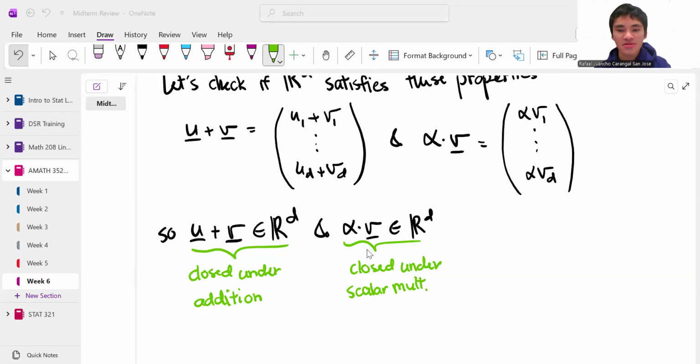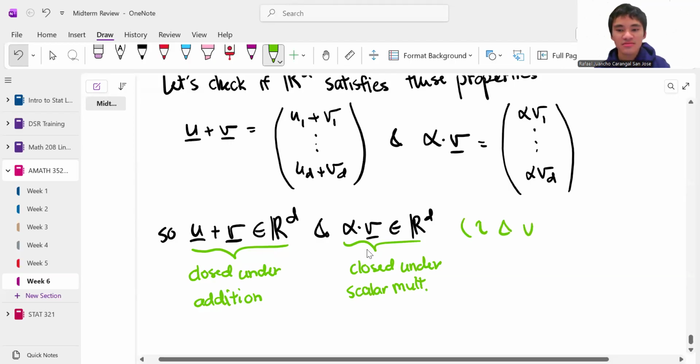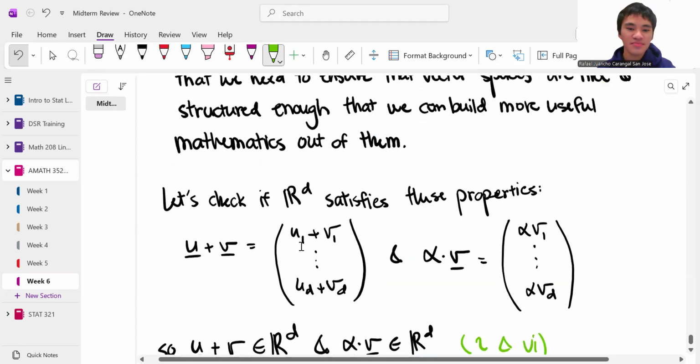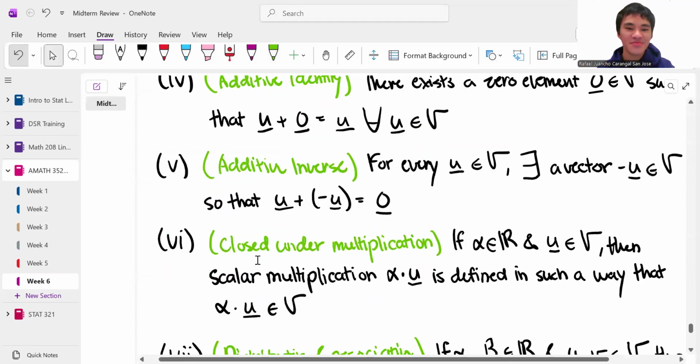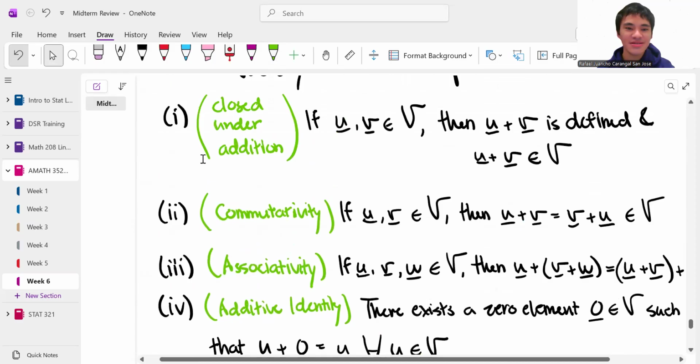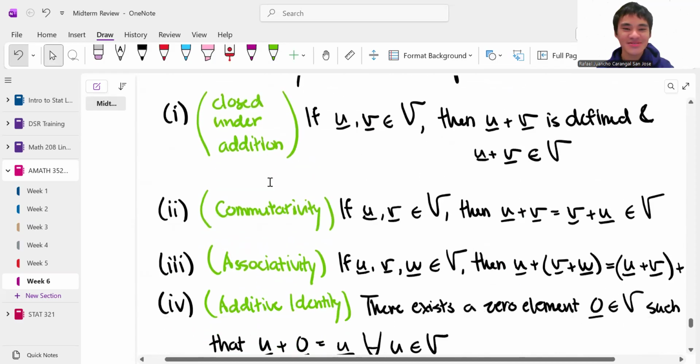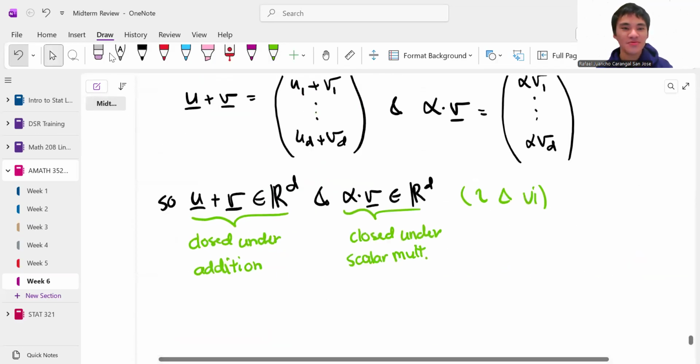So these properties are from 2 and VI. See if I guessed that right. VI. Oh, I didn't guess it. It was I. I don't know why I wrote 2.